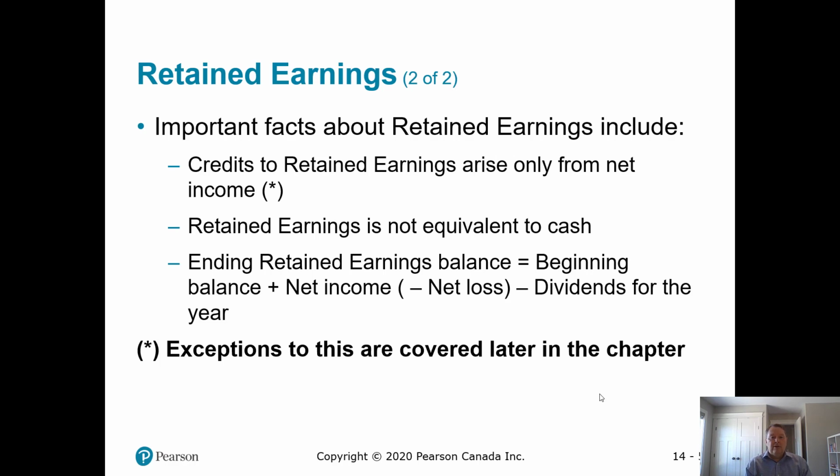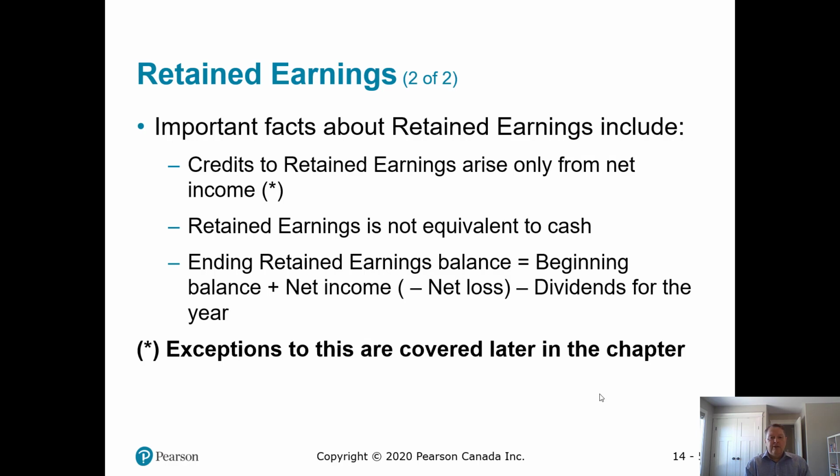Now, in retained earnings, there are credits to retained earnings, and that really only comes from net income. So credits increase retained earnings, and it increases because of net income. Retained earnings is not equivalent to cash. In other words, the profit that's left over might not be in cash. It might be tied up in some accounts receivable. Once you collect those accounts receivable, it'll be cash, but you don't always collect them on time. And the other side is you might owe some cash to somebody in accounts payable and in liabilities. So retained earnings does not mean that you have cash there as well.